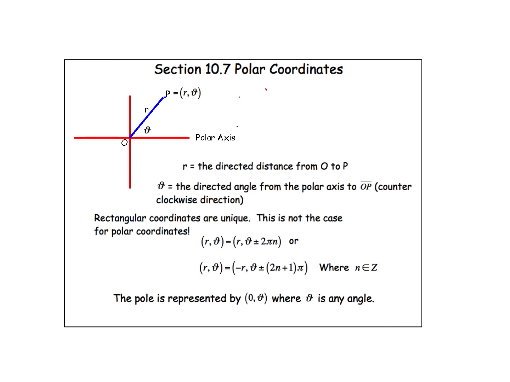It's not quadrants 1, 2, 3, and 4 anymore. It's not X's left or right. It's a circle, and you're moving counterclockwise. There's multiple angles that will put you at the same place. R can be positive or negative, and it's all about the directed distance from the origin to that point P.